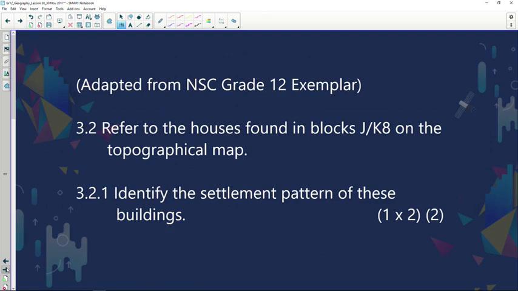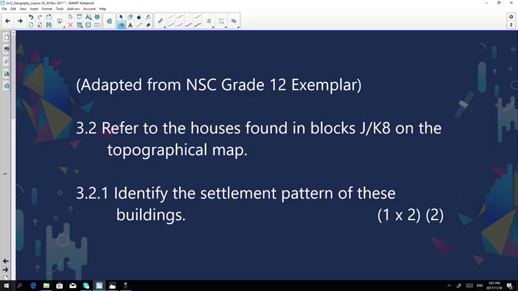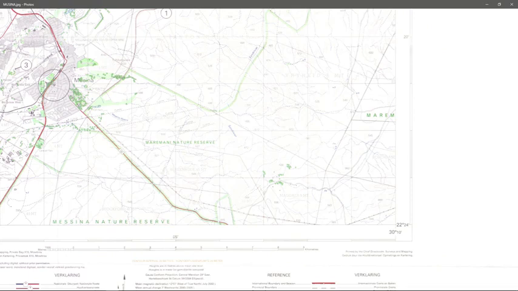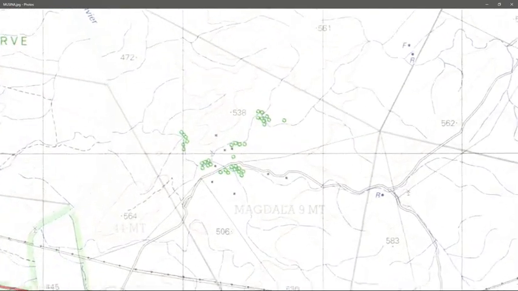Now, if you look at question 3.2, refer to the houses found in blocks J and K8 on the topographical map. Identify the settlement pattern of these buildings. Now, let's go to J and K8. Now, it's this area over here.